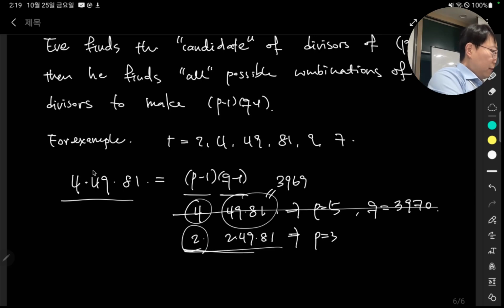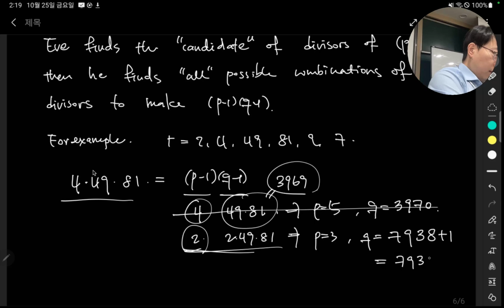So if this is a possible way of p minus 1, q minus 1, then q must be twice of this, right? So it's 8 plus 1. So 8, 3, 9, 7. So it's 7, 9, 39. This looks like it's prime, but I'm not sure. But anyway, if it's prime, I think it's prime, then he still has a candidate of 2 primes that gives the number n.